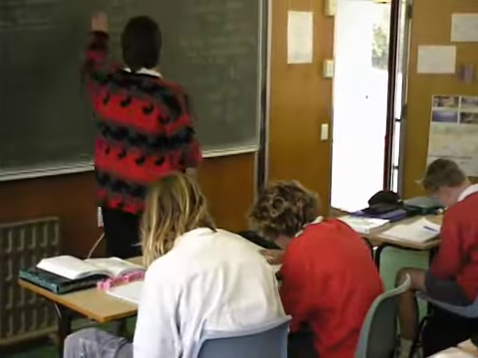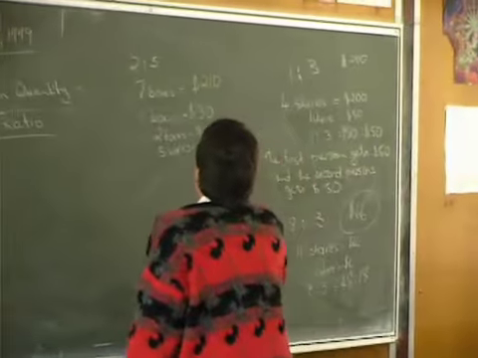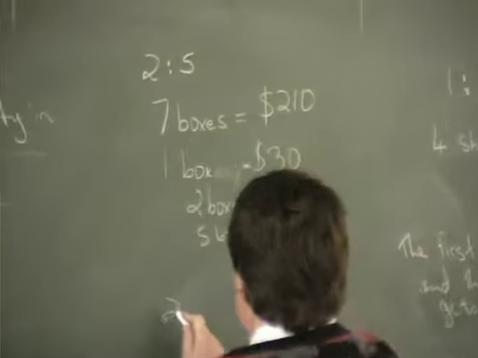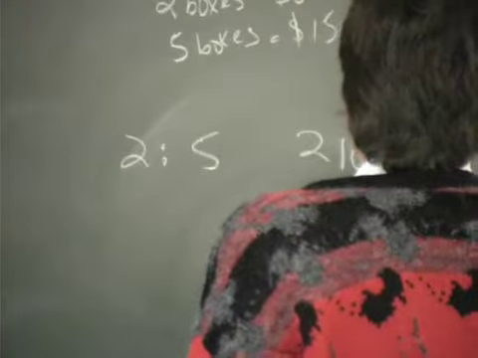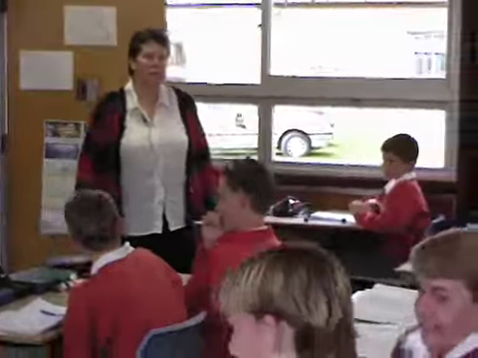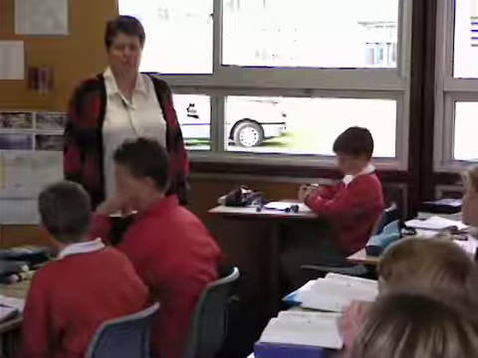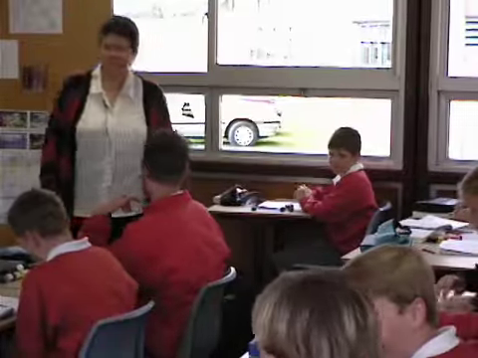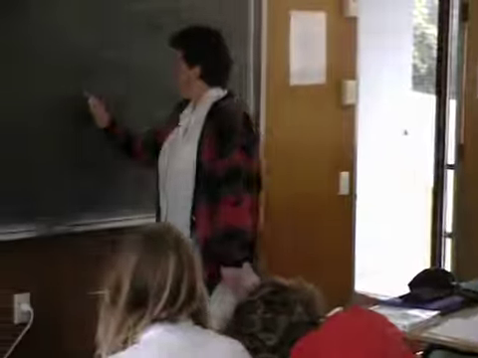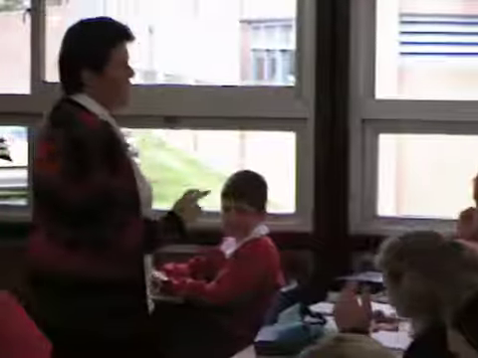Okay. Let's return to this question here, 2 to 5. But I want to change 210 to something else, not dollars. Okay, I'll go with Smarties. You need to create for me a story to explain why I would want to divide Smarties in the ratio 2 to 5.